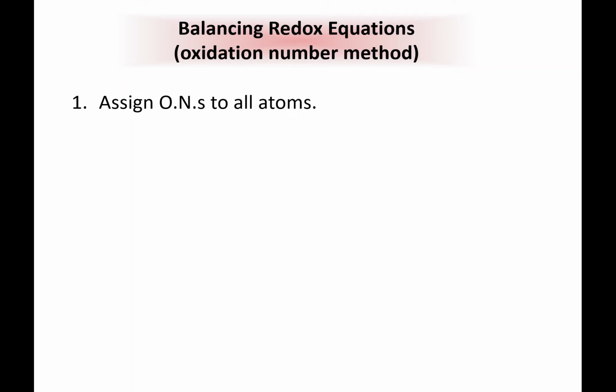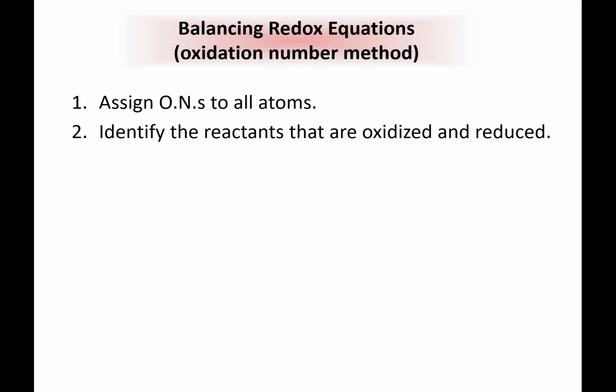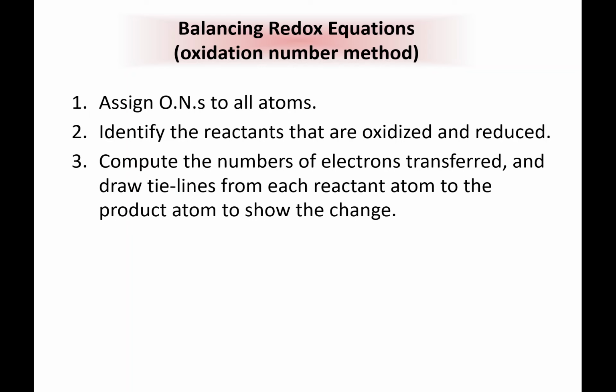Okay. Well, the first step, if you're going to balance a redox equation, is to assign oxidation numbers to all atoms, and that's kind of the first step of determining whether something is a redox reaction or not. Second step, you identify reactants that are oxidized and ones that are reduced. Then you have to see how many electrons are being transferred, and you draw those tie lines like I've been showing in the slides. That's really helpful.